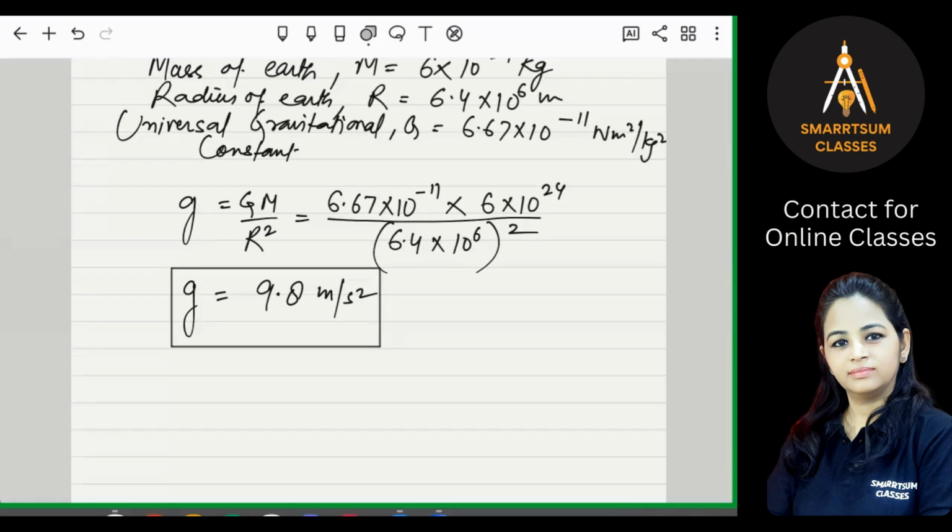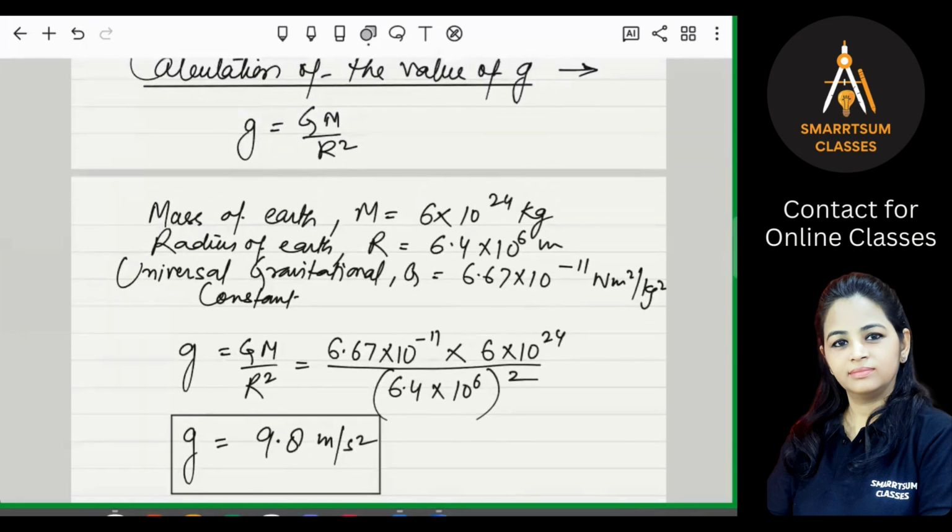So the values of all these terms, whether it is capital G or small g, you should know. Please learn them. Now, everybody noted till here, please tell.